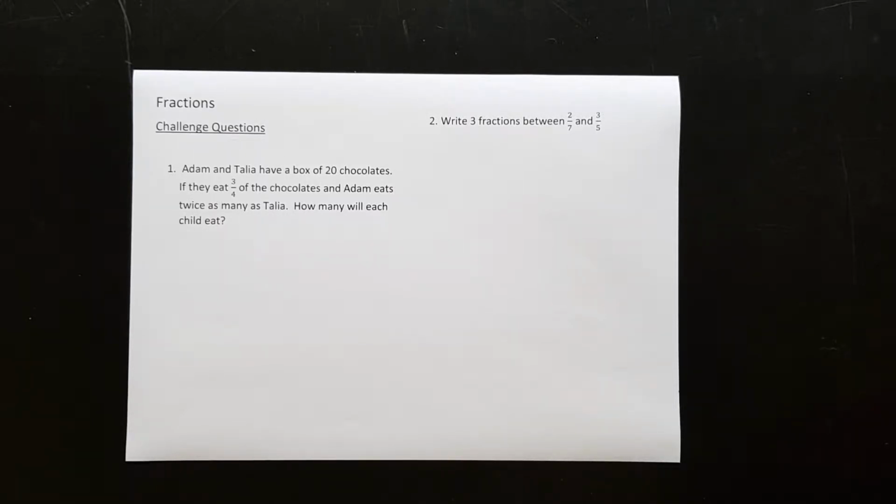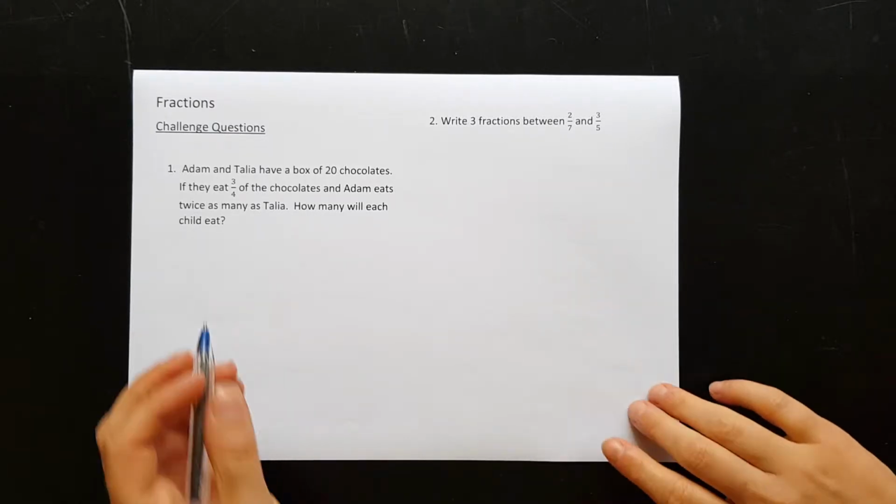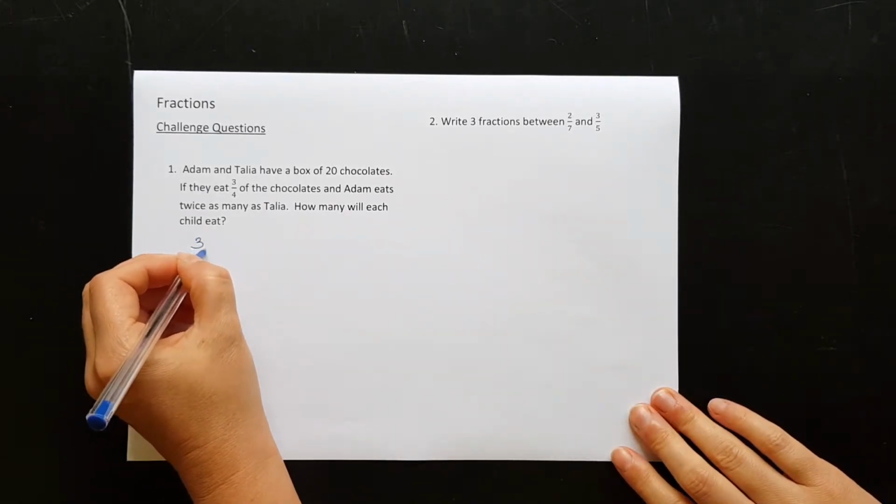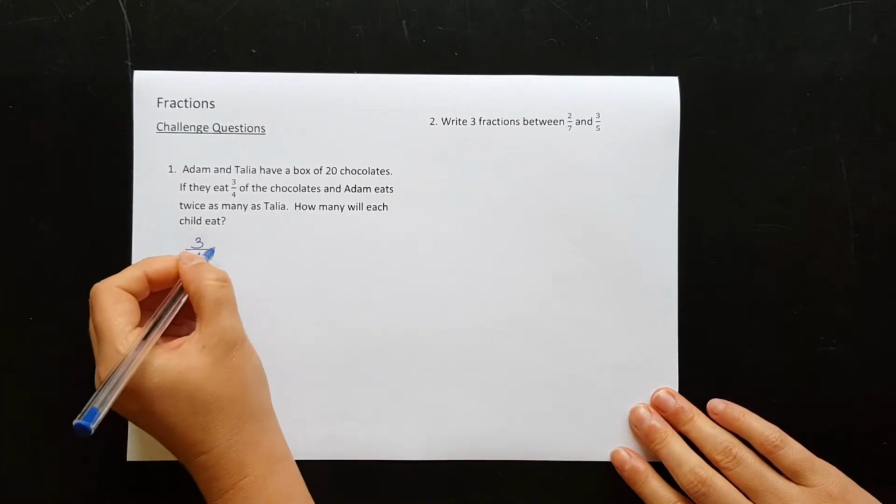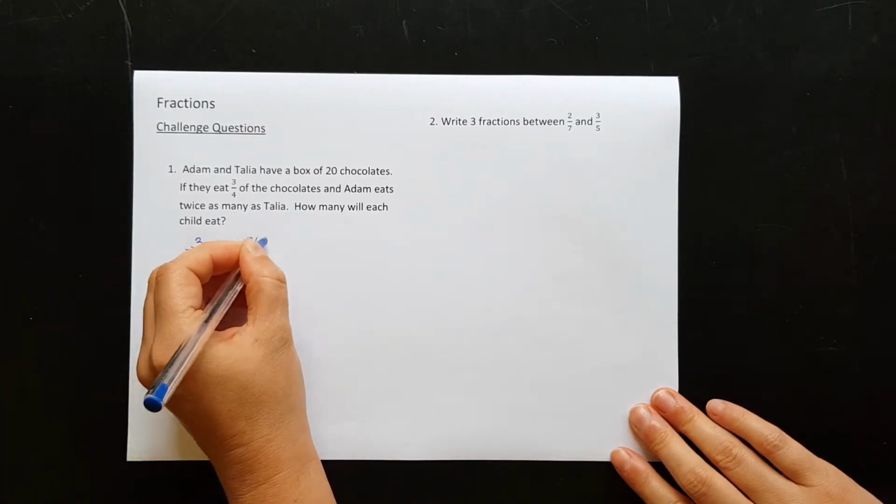Question number 1. Adam and Talia have a box of 20 chocolates. If they eat 3/4 of the chocolates and Adam eats twice as many as Talia, how many will each child eat? Well, first of all, we need to work out how many chocolates get eaten. So 3/4 of the chocolates get eaten. So let's find 3/4 of 20.